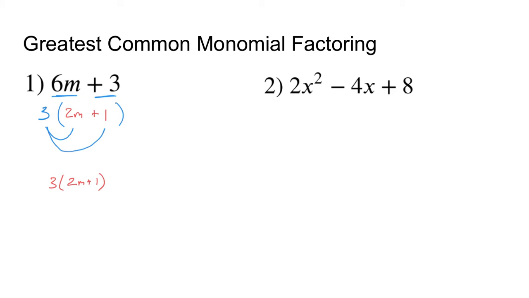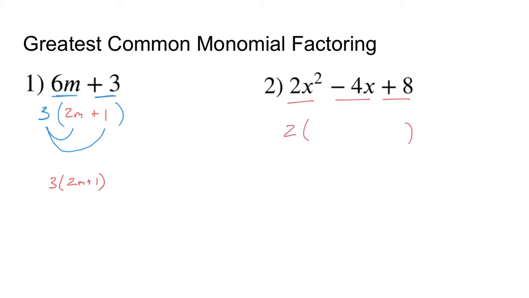Let's do the same thing with number 2. So we're going to look at each one of these terms and say, what is the biggest number that I can divide into 2x squared, negative 4x, and 8? And you're right, the answer is 2. So I'm going to factor out a 2. And what am I left with?